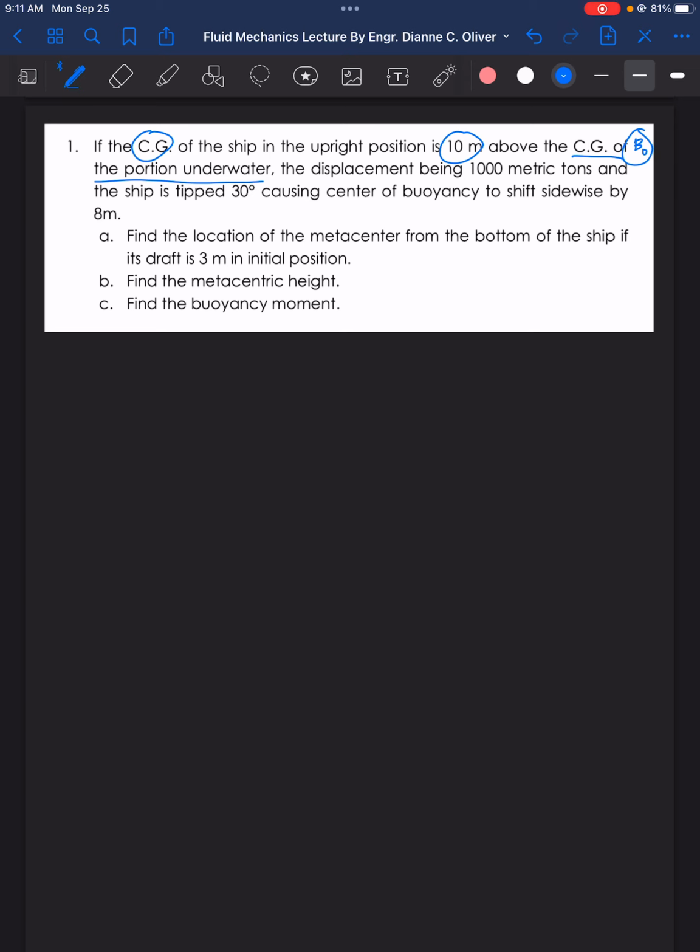And the displacement is 1,000 metric tons. What's this? That is the volume displaced. So that is VD, volume displaced. And 30 degrees here is actually the theta, causing the center of buoyancy to shift sidewise by 8 meters. What's that? That is the X, the distance traveled from the B sub O up to the B sub O prime.